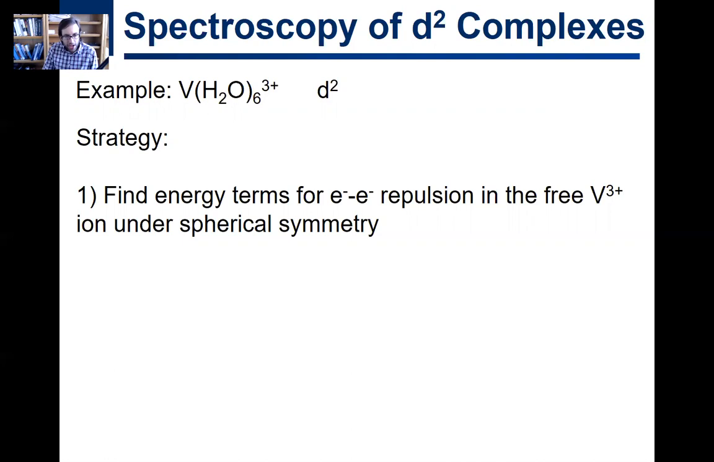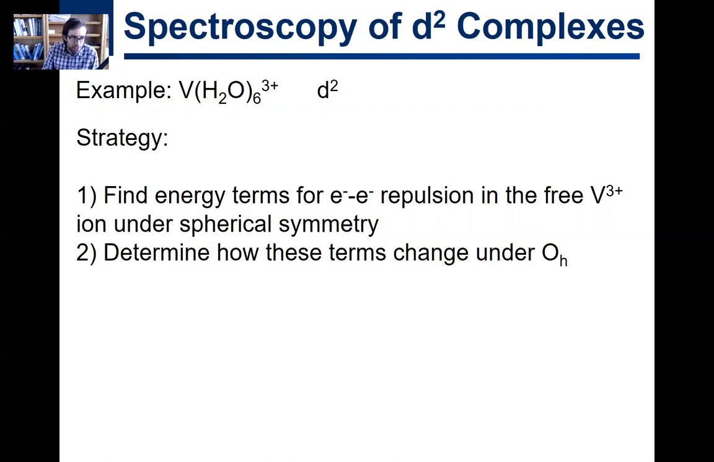So first, we're gonna find energy terms for electron-electron repulsion in a free vanadium 3+ ion under spherical symmetry. So we're gonna do things under spherical symmetry. This will just make the problem solving easier, okay? So I'm just giving you a guideline of how the problems are solved here. You can do it other ways, but this is the easiest way.